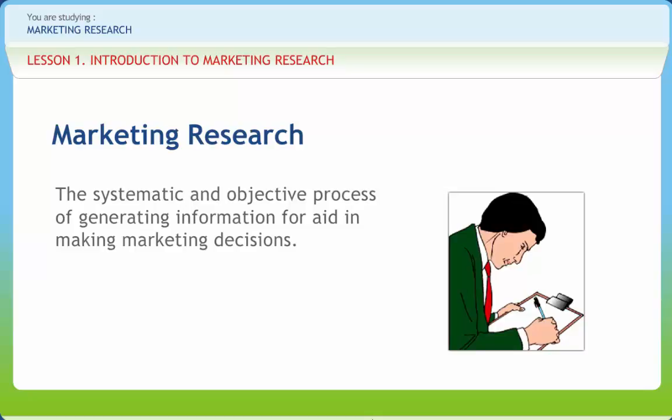Marketing research is the function that links the consumer, customer, and public to the marketer through information, and that information is used to identify and define marketing opportunities and problems, generate, refine, and evaluate marketing actions, monitor marketing performance, and improve the understanding of marketing as a process.